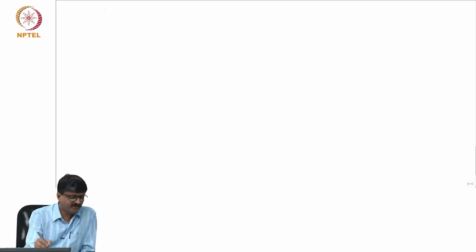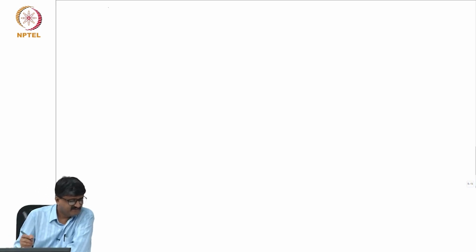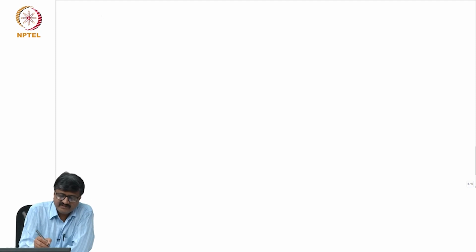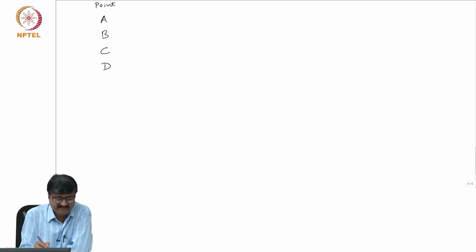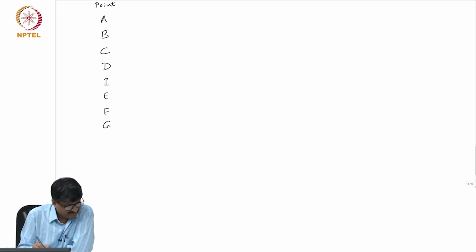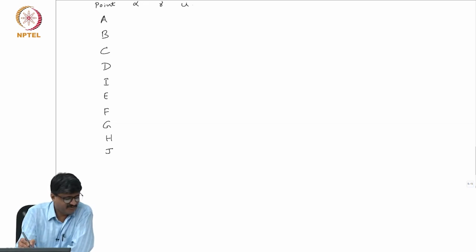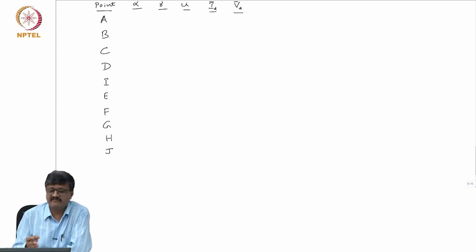So what I would suggest is to take all this. I have mentioned so many points here, A, B, C, D, up to J. So you take all these points. A, B, C, and D correspond to rectifier operation. I also corresponds to rectifier operation. I corresponds to maximum power as rectifier. Then E, F, G, H lie in the fourth quadrant, so they correspond to inverter operation. J is also inverter operation. So try to get the values of alpha, gamma, U, ID and VD for these points. So fill this table.